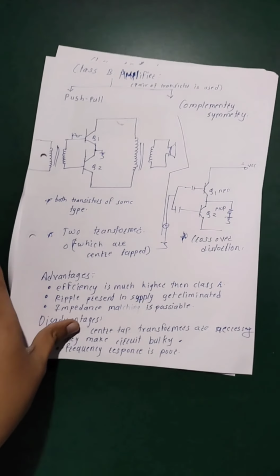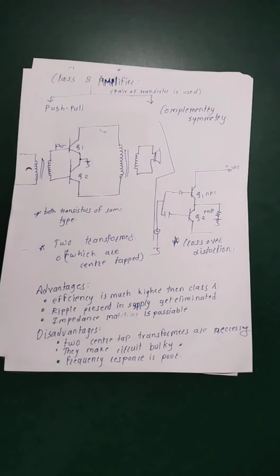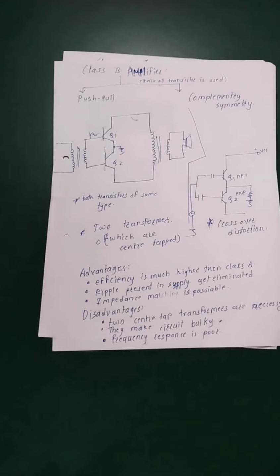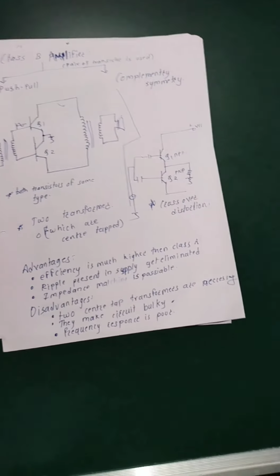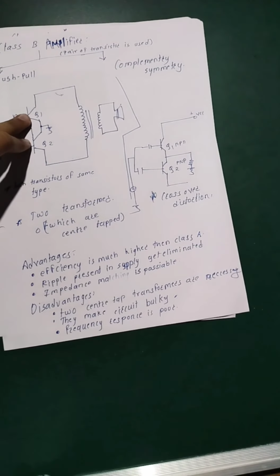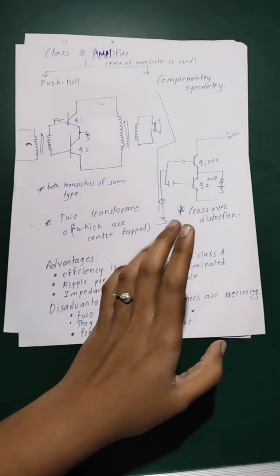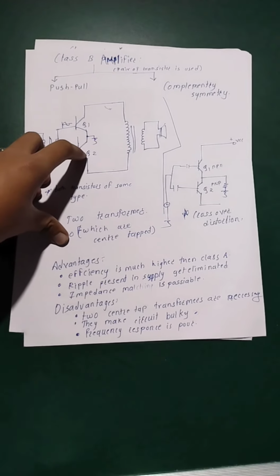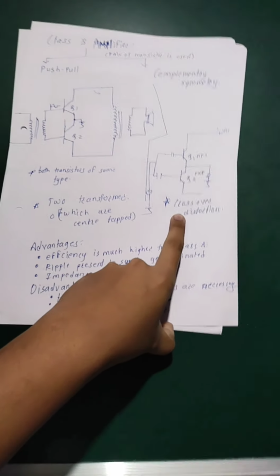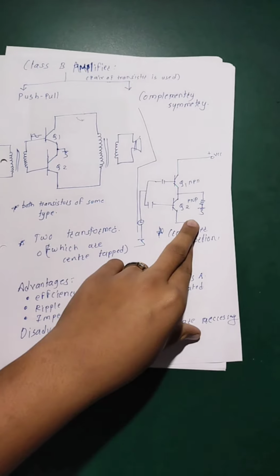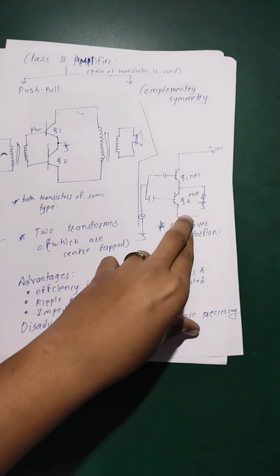Class B amplifier is again classified in 2 types: push-pull amplifier and complementary symmetry amplifier. In a push-pull amplifier, 2 center tapped transformers are used, and a pair of transistors is used. The basic difference between push-pull and complementary symmetry is that in push-pull, Q1 and Q2 are of the same type, that is NPN or PNP. But in complementary symmetry, if Q1 is NPN, then Q2 should be PNP, and if Q1 is PNP, then Q2 should be NPN.